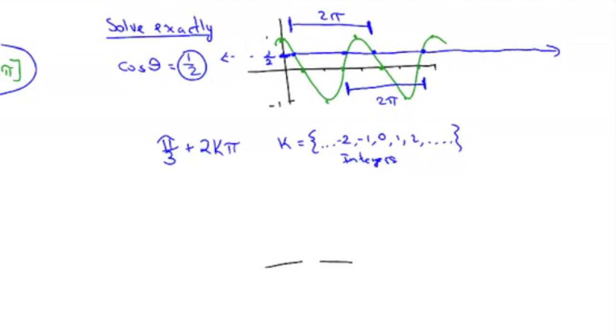I want integer numbers. So the other answer would be 5 pi over 3 plus 2k pi, where k is equal to the integers. Why'd you get 2k pi? If I add 2 pi to it, it brings me back. That's what I was talking about over here.